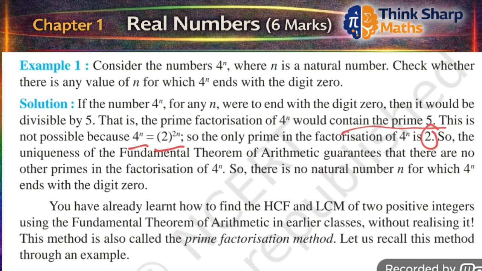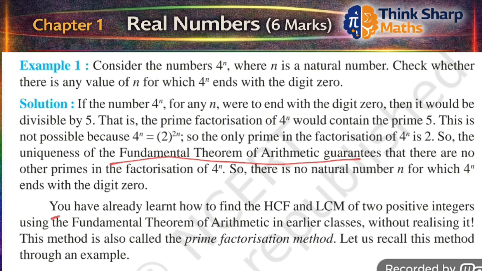So the uniqueness in the fundamental theorem of arithmetic guarantees that there are no other primes in the factorization of 4 power n. So there is no natural number n for which 4 power n ends with the digit 0. I explained to you why. So the fundamental theorem of arithmetic you have to write clearly. It proves that you have understood the fundamental theorem of arithmetic if you mention that in your answer.